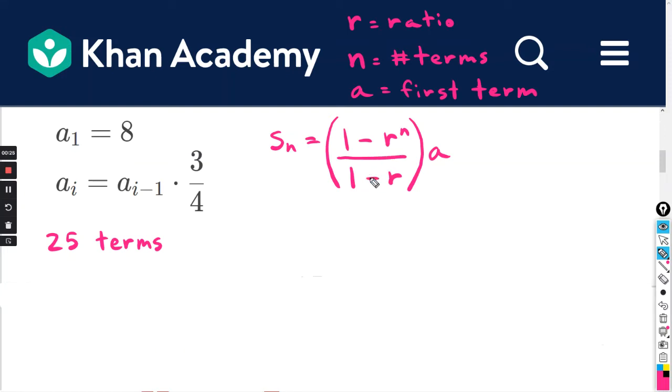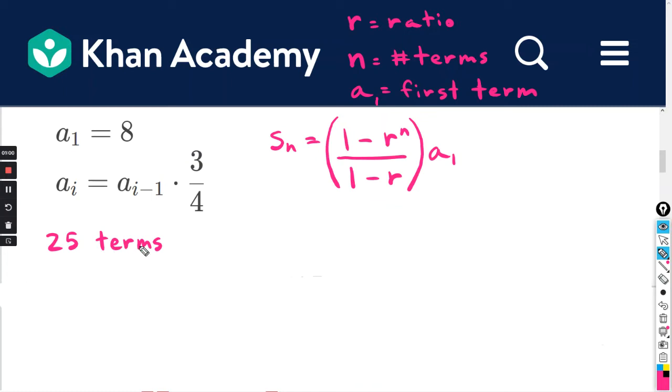We've used this before. If you recall, R represents the ratio, the number you're multiplying by each time. N is the number of terms, and A is going to be the first term. But in this case, they're using subscripts to number each term. So I'm going to say that A sub 1 is going to be the first term. I'll just correct my formula right here: A sub 1 is just going to be the first term.